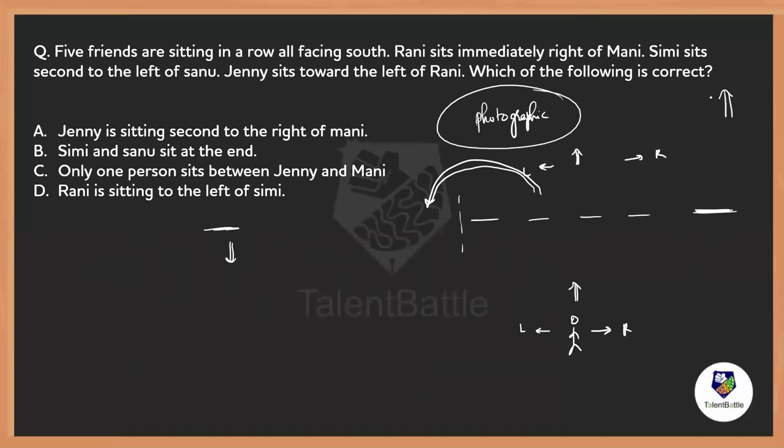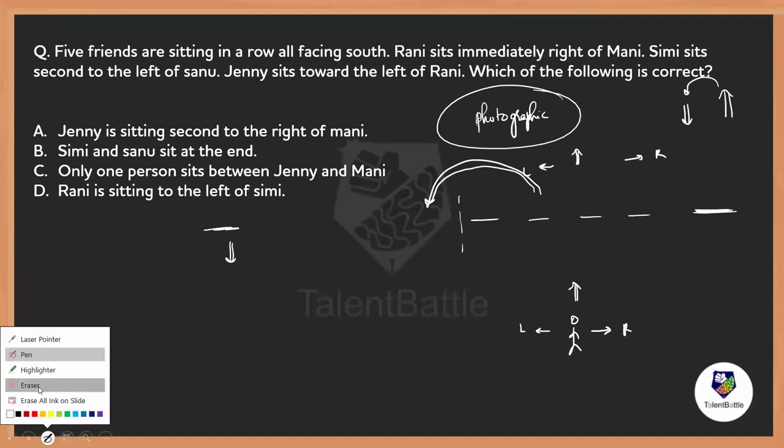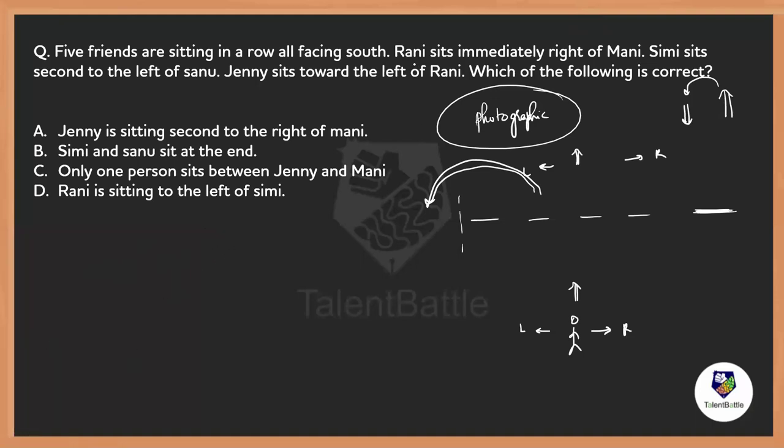Look, if you reverse the arrow, what will happen? It will be facing this direction. That's it. Simple. Understood? This is the strategy we'll be following. Now let's put the arrangement into practice. As per my arrangement, I'll do it as my right and my left, so you should also do the same. Rani sits immediate right of Mani. Mani is here. Immediate right means my own right, so that says over here. Got it, everybody? So this is the arrangement.